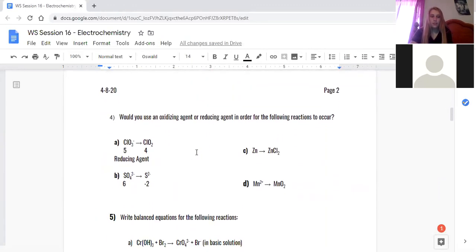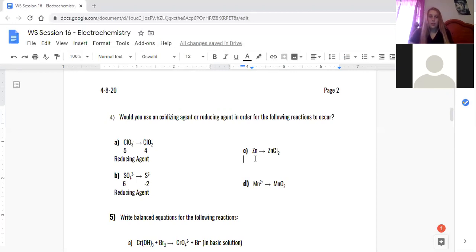Okay. So because this is being reduced, it needs a reducing agent to make it be reduced, because this isn't just going to happen naturally, I guess. We're going to have to make this reaction happen. Okay, so now we're going to look at zinc to zinc chloride here.